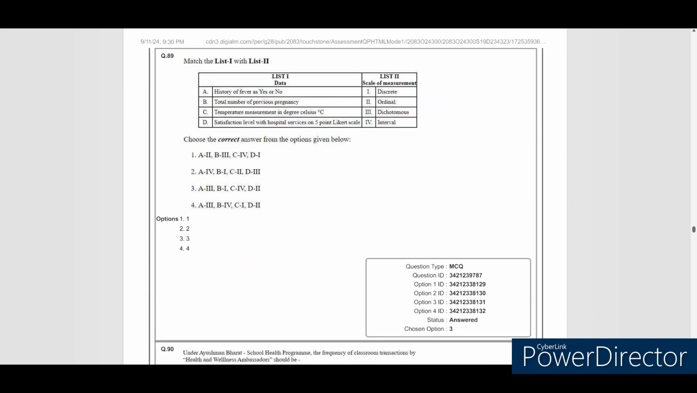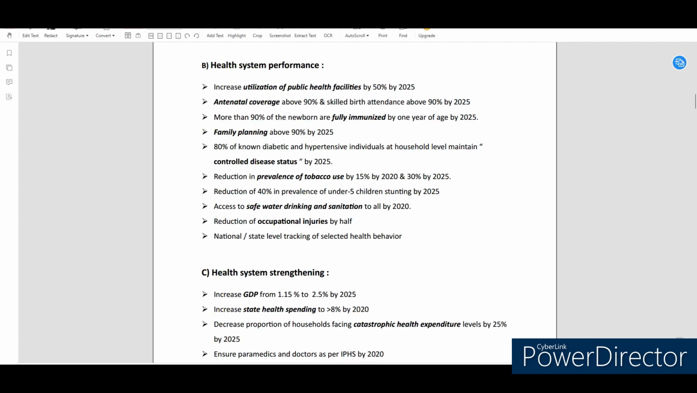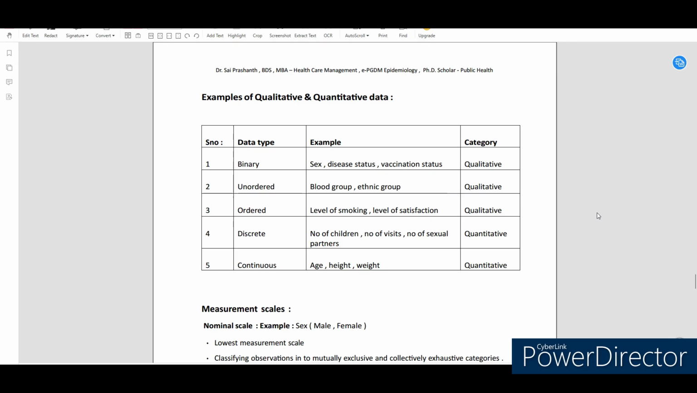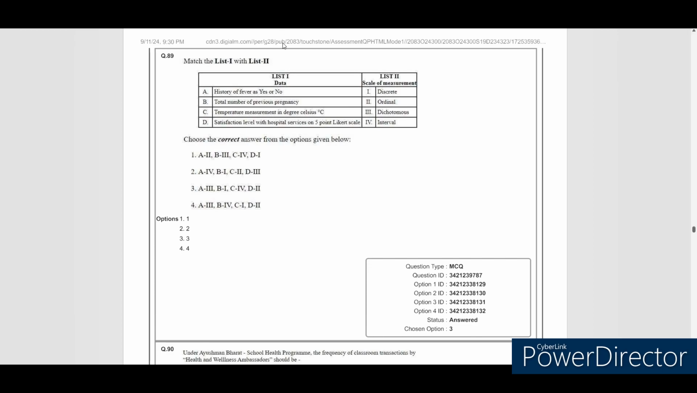Now coming to question number 89, which is also a very direct question. I have already dealt with this question in my previous videos. So let me go back to my notes and show you. These are the examples of qualitative and quantitative data, where you can see which example comes under which category. Let me solve this question directly. History of fever as yes or no is basically a dichotomous variable.